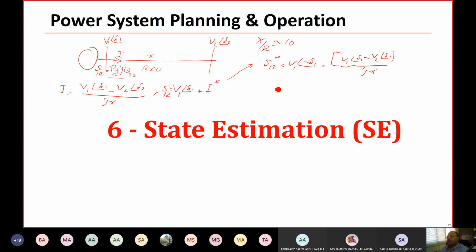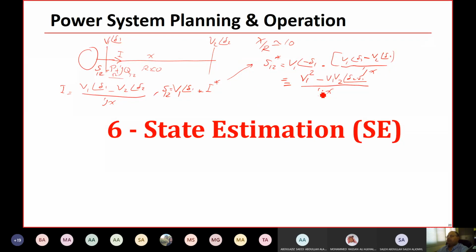Okay, so this is equal to V1 with angle minus delta 1 times V1 with angle delta 1. So it becomes what? V1 squared minus delta 1 times delta 1 goes together. Okay, minus V1 V2, delta 2 minus delta 1, exactly. So this is the S12 conjugate.